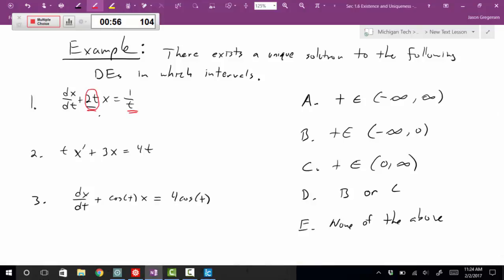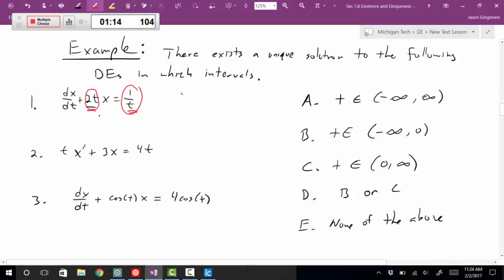Everywhere, right? I can plug any value of t in there, no problems at all. What about 1 over t? Where is that continuous? Anywhere where t is not 0, right? So I can put positive values in there, 3, 5, whatever. I can put negative values, negative 20, negative 18. The only value I can't put in is 0.